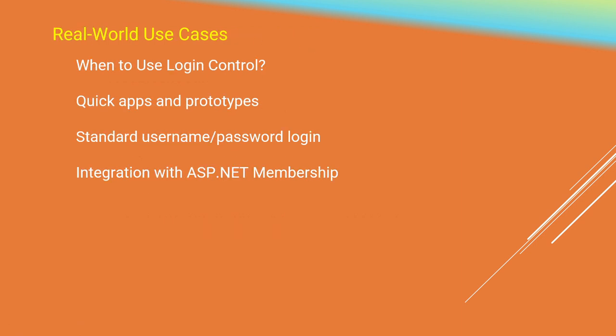The login control raises several events you can handle in code behind. For example, OnAuthenticate lets you customize how credentials are checked. OnLoginError can be used to show custom messages when login fails. You can use these events to add extra logic if needed.